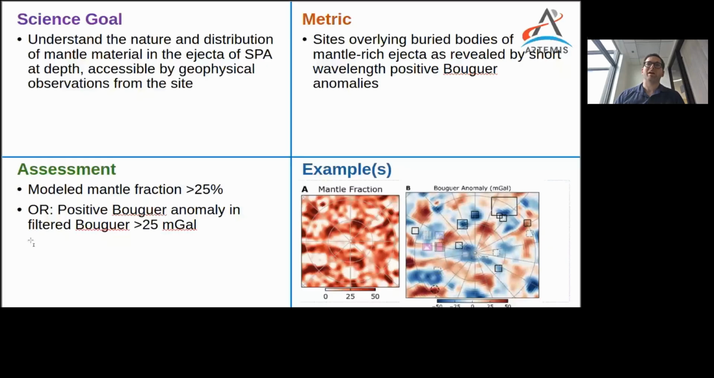And so you can assess this by modeling the mantle fraction in various sites or by looking for sites that are near these positive Bouguer anomalies. And so here are example figures of this type of analysis from that Gabe Goman abstract, where you can highlight regions where you have potentially higher concentrations of mantle material. And those are also close to these positive Bouguer anomalies. So this figure of merit looks at more geophysical observations at the surface you can do to characterize this material at depth.